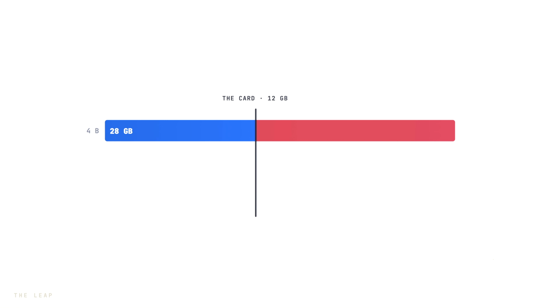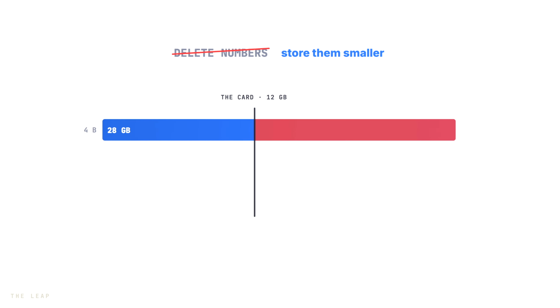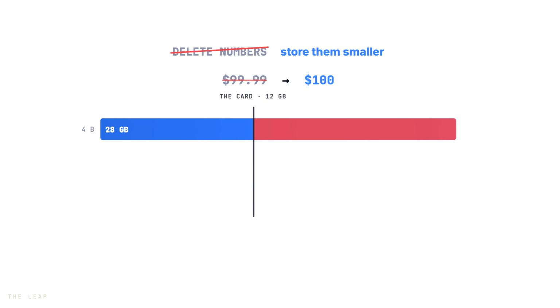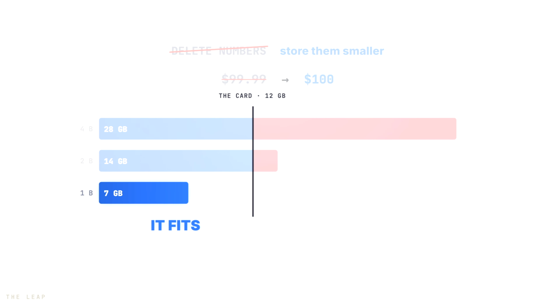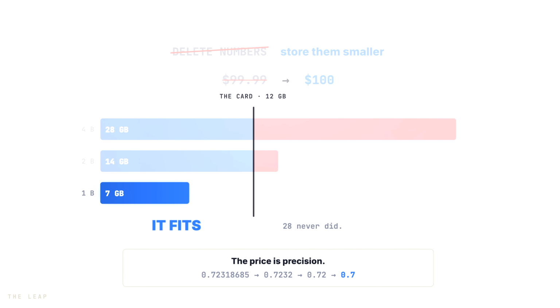A normal card holds 12 gigabytes. Our model needs 28. You cannot delete the numbers, but you can store each one with less detail. It's like rounding $99.99 to $100. 2 bytes instead of 4, and 28 becomes 14. 1 byte, 7. 7 fits. 28 never did. But every number is less precise, so the model is slightly worse.